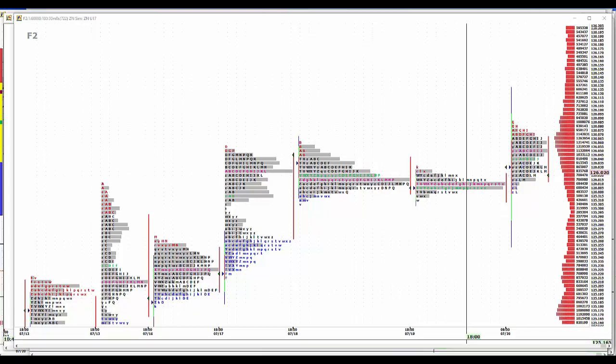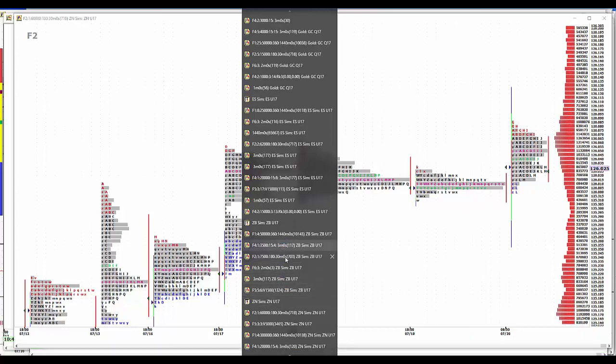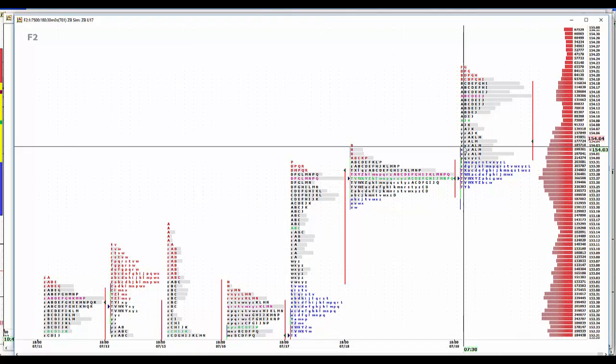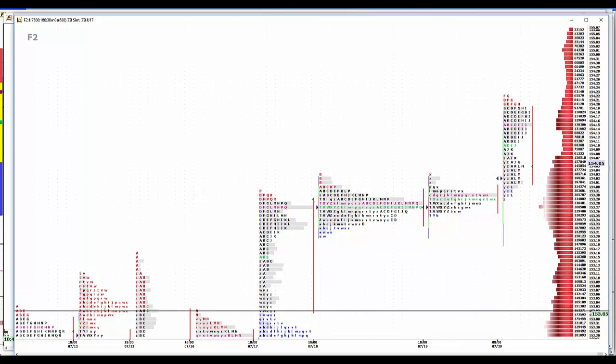Looking at the 30-year, my favorite contract. I love it. It's 31.25 a tick. And then it is very, very reliable at the edges. But that 31.25 a tick is hard to overlook.